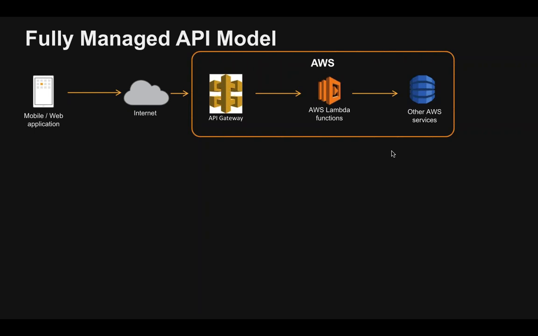Now, we could also handle that logic on an EC2 instance or even another publicly accessible endpoint, but using a serverless architecture with Lambda gives us a number of advantages that we'll talk about later. And in this case, Lambda can then utilize other AWS resources, such as a database like DynamoDB, to fulfill that request. So let's take a closer look at that API Gateway in this architecture.